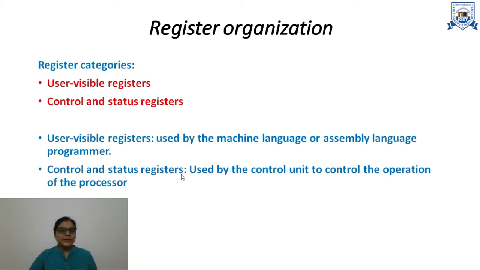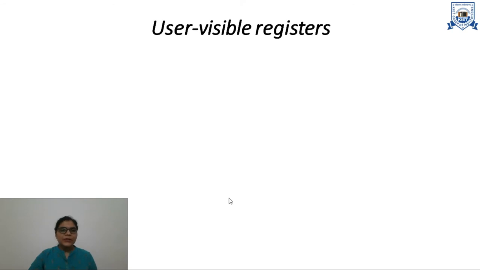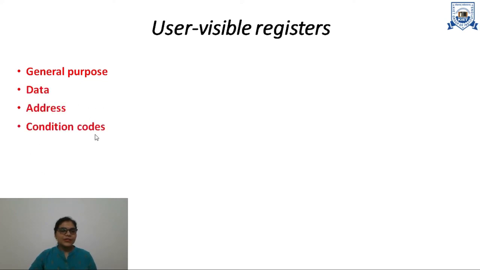Control and status registers. Those registers which are used by the control unit, or we can say the registers which help in the working of a processor, in the operation of a processor, are called control and status registers. So let's start with user visible registers. First is general purpose registers, then data registers, address registers, and condition codes.